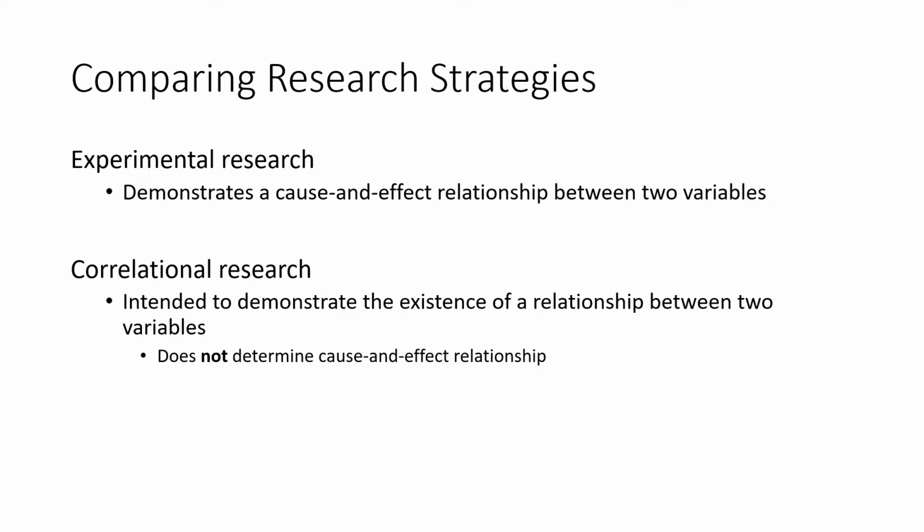Again, just to reiterate, experimental research does a good job of demonstrating cause and effect between two variables. If you've got cause and effect, those two variables are related to each other, but one variable is related in such a way that it's causing a change in another variable. Correlational research is just seeing if there is a relationship between those two variables, and it doesn't determine cause and effect because of those things we've talked about, like temporal precedence and control and all of those.